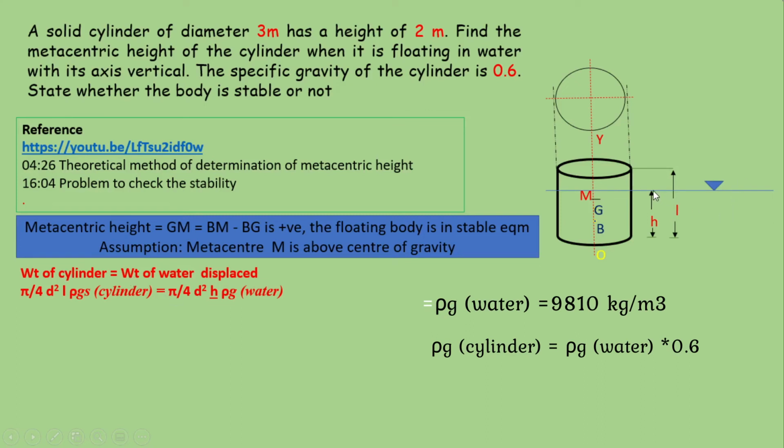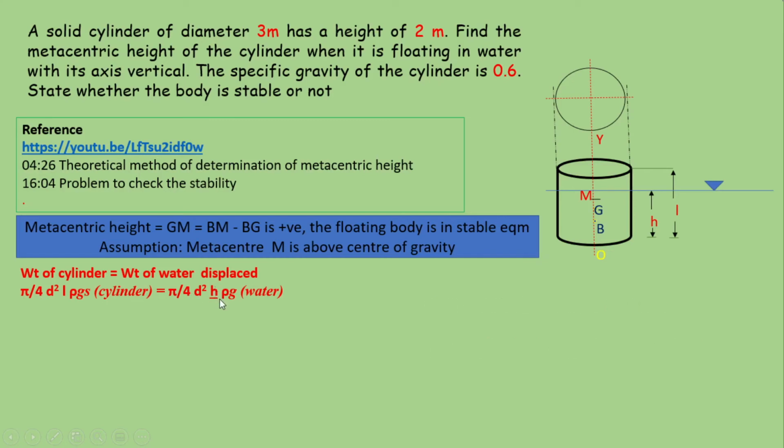So let us consider H is the depth of immersion. Pi by 4 d square into H is the submerged volume of this cylinder, multiplied with the specific weight of water, which gives you the weight of water displaced. If you substitute and equate, then H is equal to 1.2 meter. The center of buoyancy is defined as the centroid of this submerged volume, which is equal to H by 2, whereas the center of gravity, that is the point through which the weight of the body acts in the downward direction, is equal to L by 2.